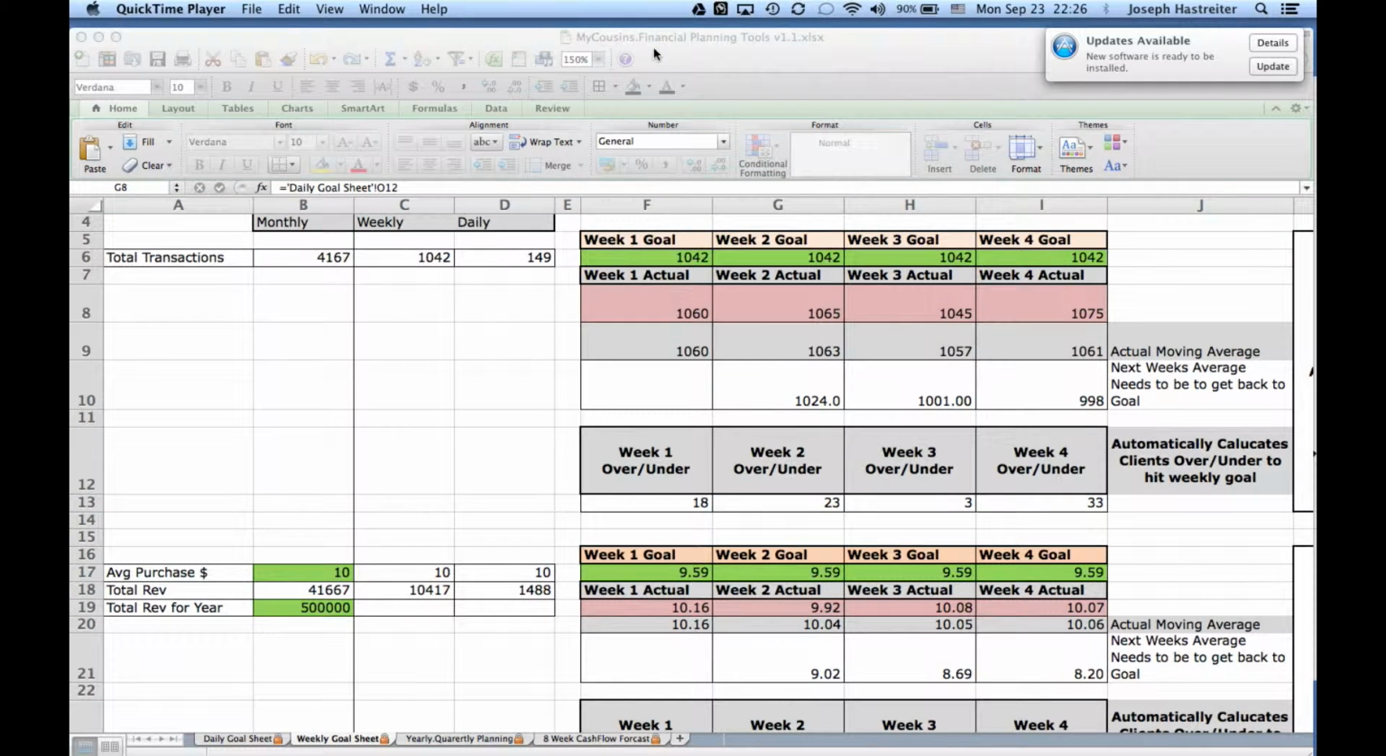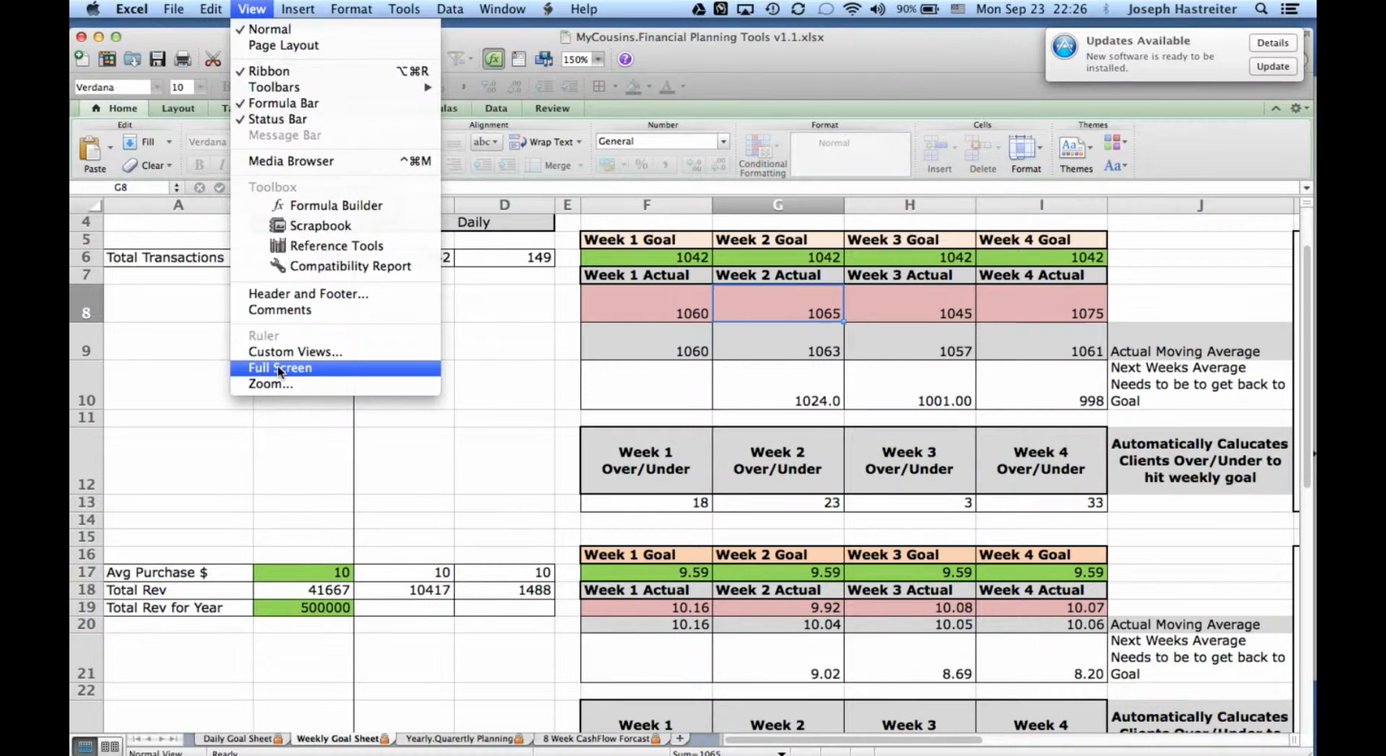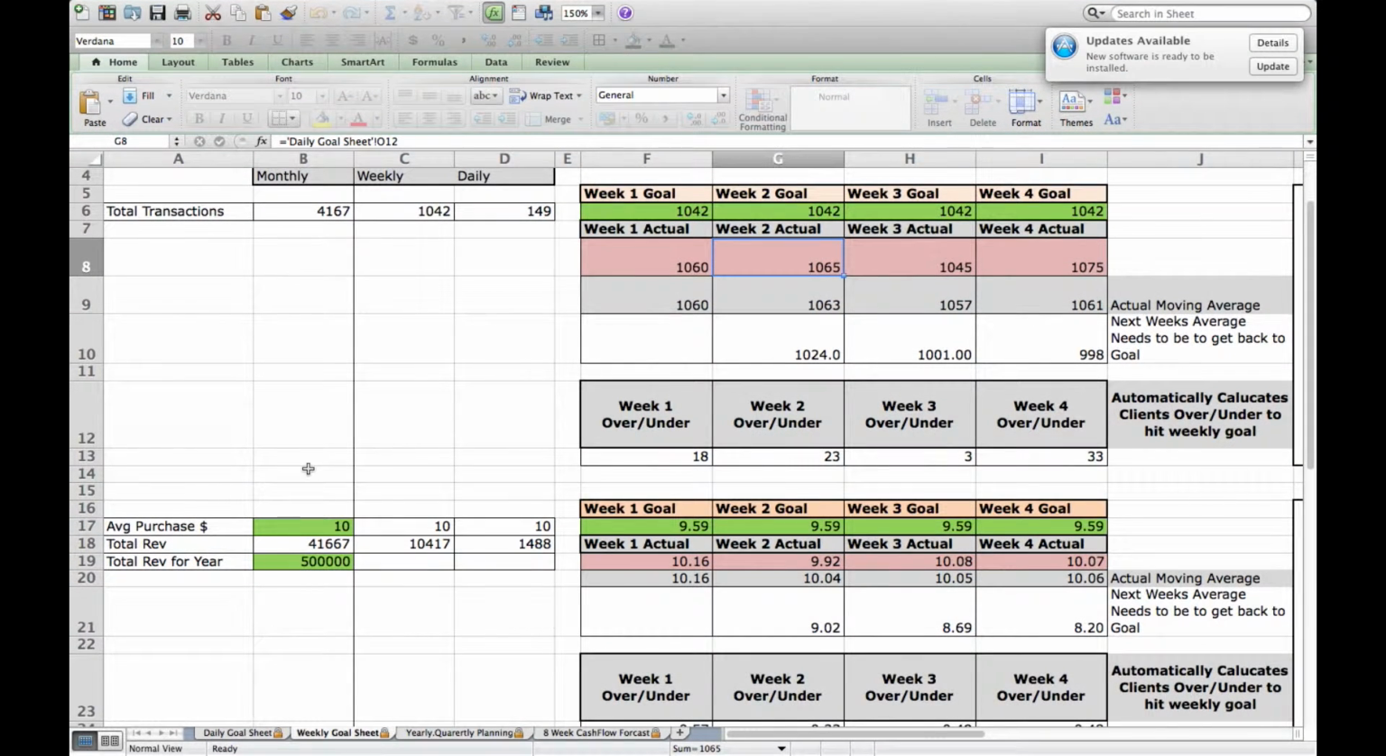Now what we're going to be doing in this video is going over two more of these spreadsheets that you're going to find in your file. We're going to be going over the weekly goal sheet and the daily goal sheet.